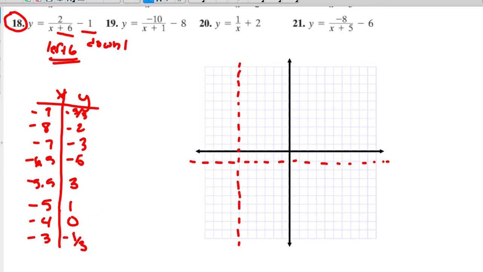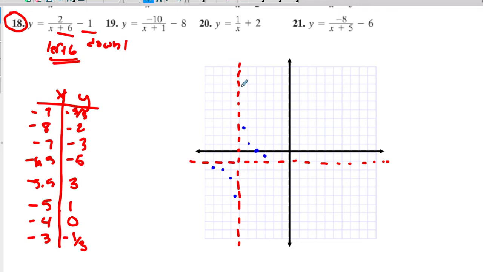All right, so now let's go ahead and graph these. So then you have negative 9 and negative 5/3. So that's going to be right about there. Negative 8 and negative 2. Negative 7, negative 3. And then negative 6.5 and negative 5. 1, 2, 3, 4, 5. Okay, and then negative 5.5, we have 3. Negative 5 is 1. Negative 4 is 0. And negative 3 is negative 1/3.